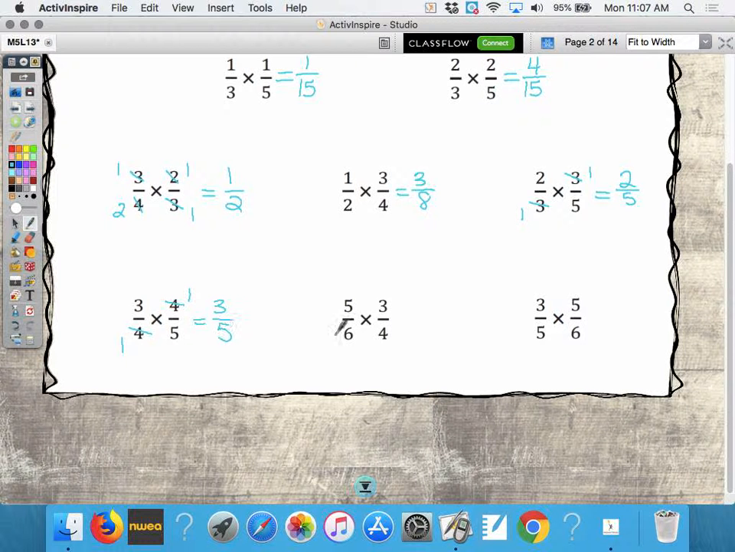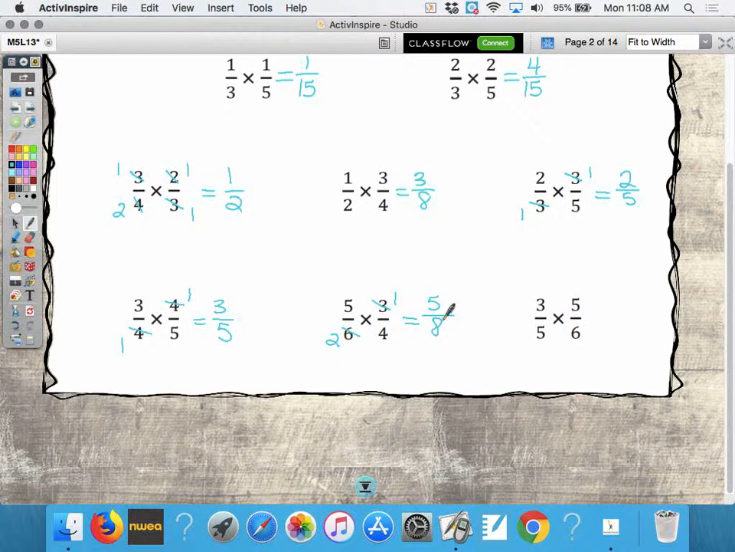What could I cross off here? The 3 and the 6. So we're going to divide by 3. 3 divided by 3 is 1. 6 divided by 3 is 2. Now I have to multiply. 5 times 1 is 5. 2 times 4 is 8. Okay? All right, let's look at the next one.